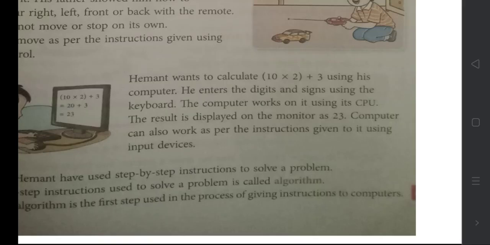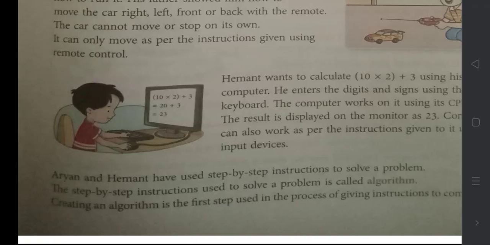The same way Aryan has control of his toy car, Hemant also has control of his computer. How the car moves left, right, front, back as per the instruction given, the same way the computer can also act, add or subtract or divide or multiply, as per the instruction given by its owner. So both are the same.